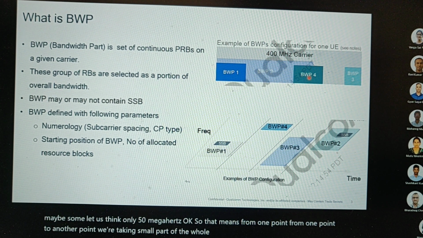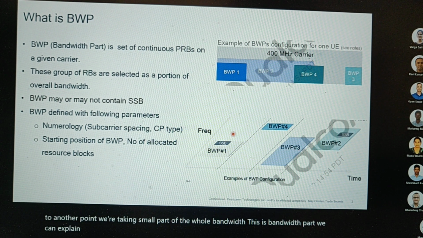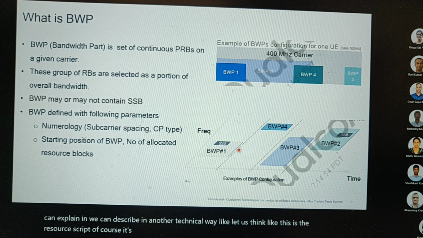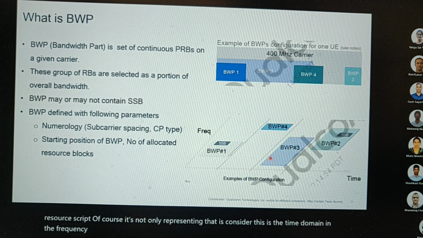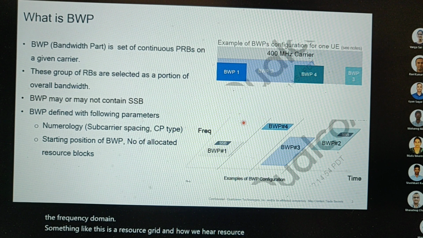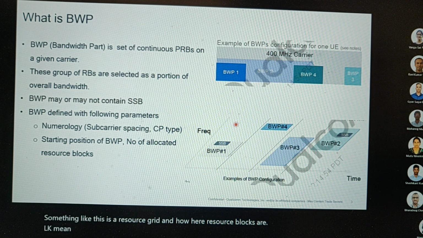This is the bandwidth part. We can describe it in another, more technical way. Let us think of this as the resource grid, though of course it's not wholly representing it. Let us consider this is the time domain and this is the frequency domain. Let's think of this as a resource grid, and how the resource blocks are configured for the corresponding carrier.